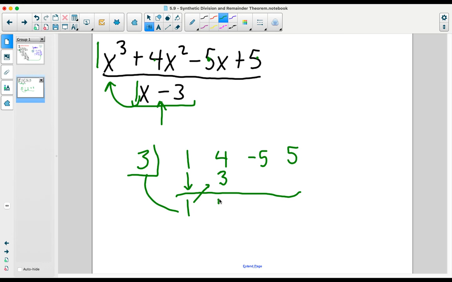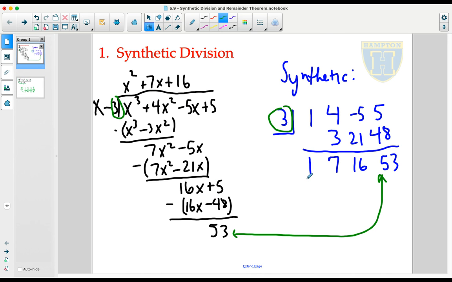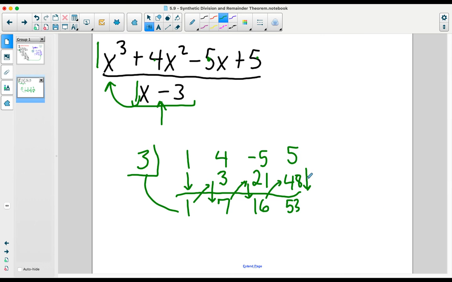We add down and create 7. So then we go this way, and then we'll go diagonal again. 3 times 7 is 21. Add down again and get 16. 3 times 16 is 48. 5 plus 48 is 53, adding down. And that's our finished version of our synthetic division, the exact same answers that we got here. And we'll revisit this in just a moment.